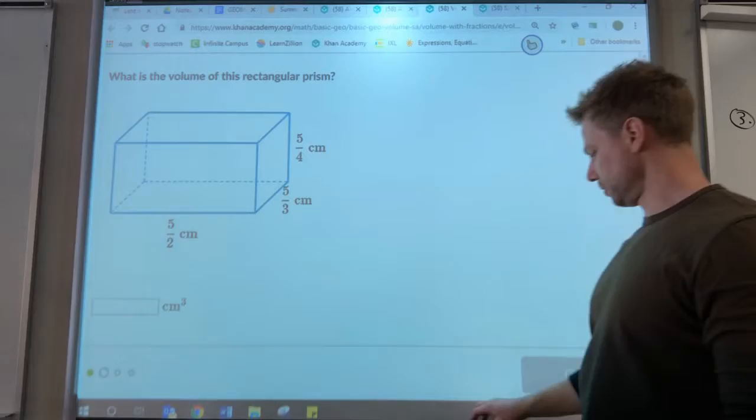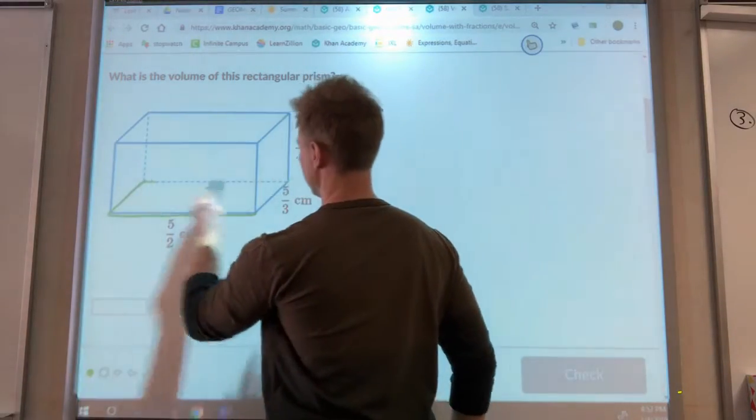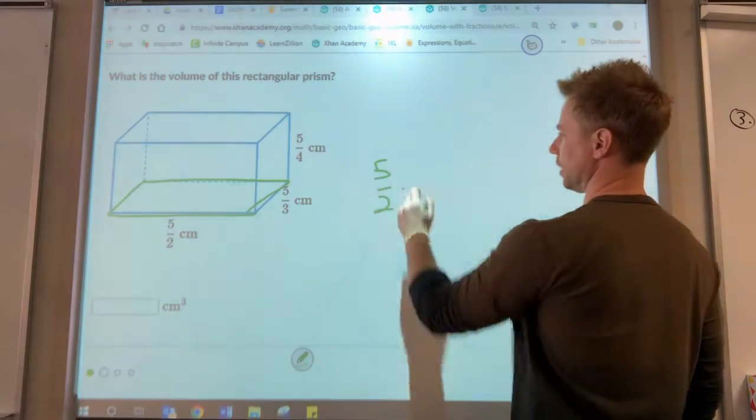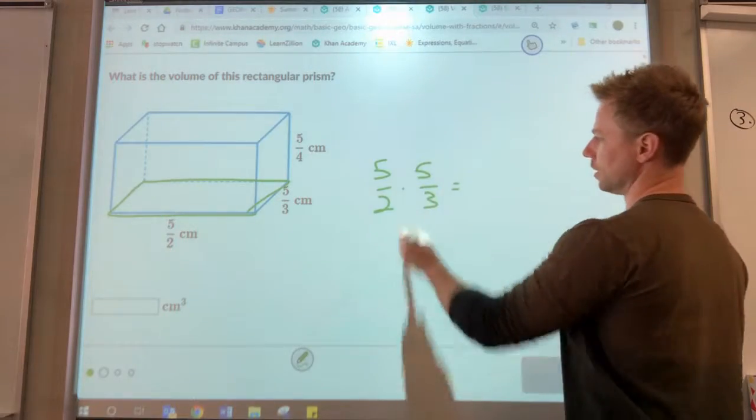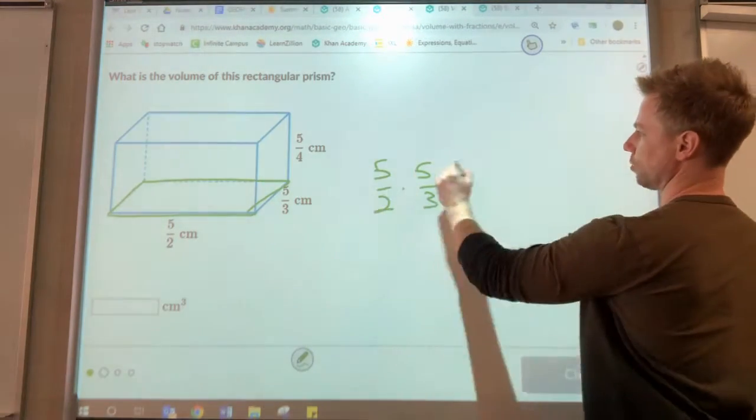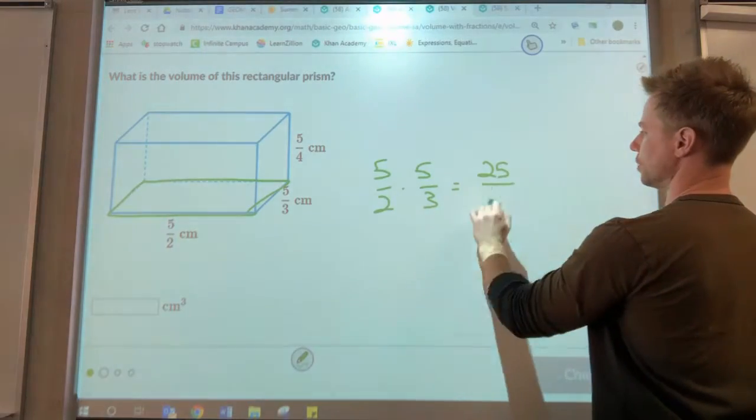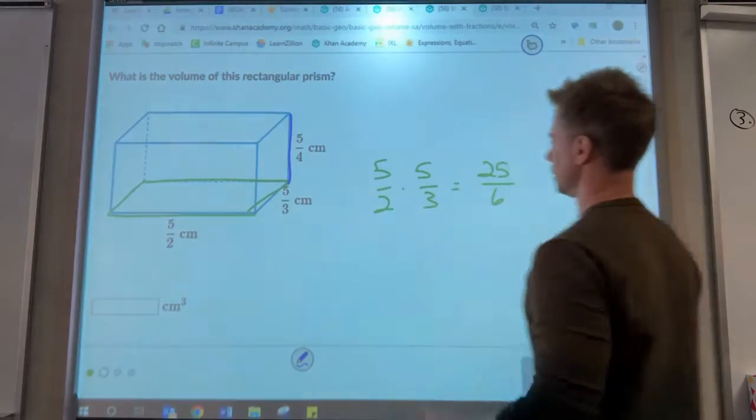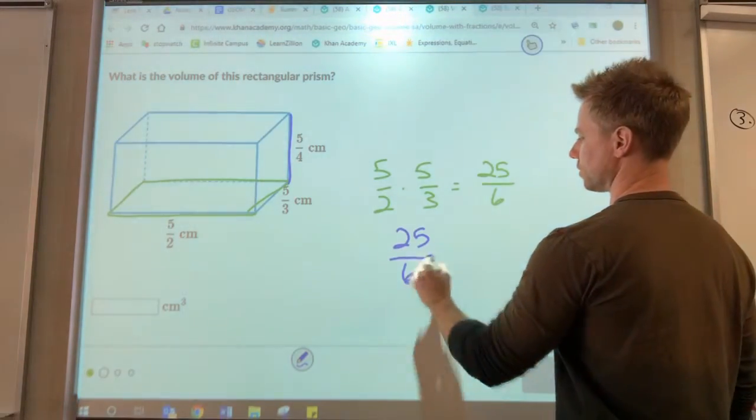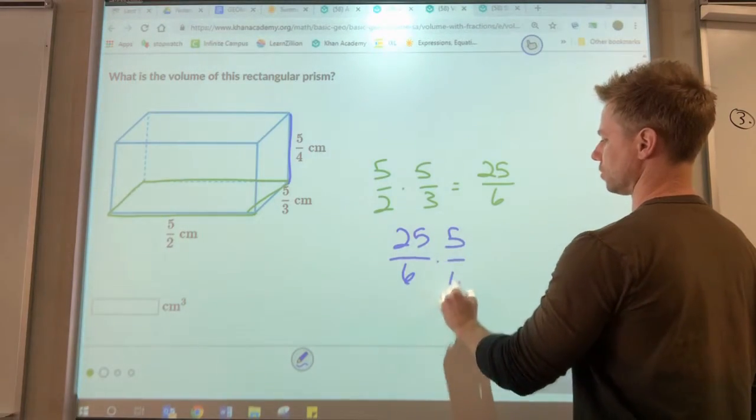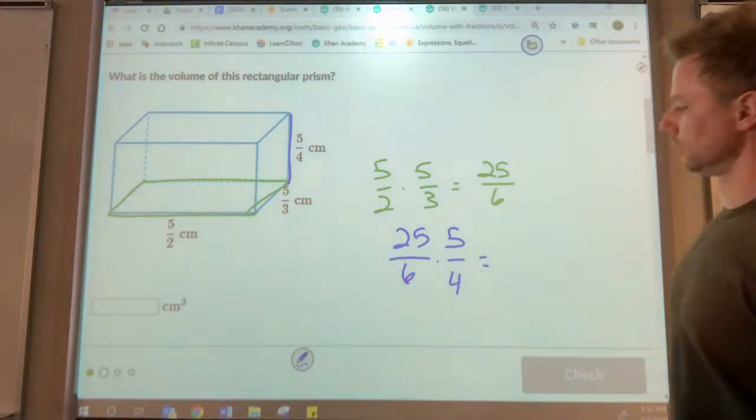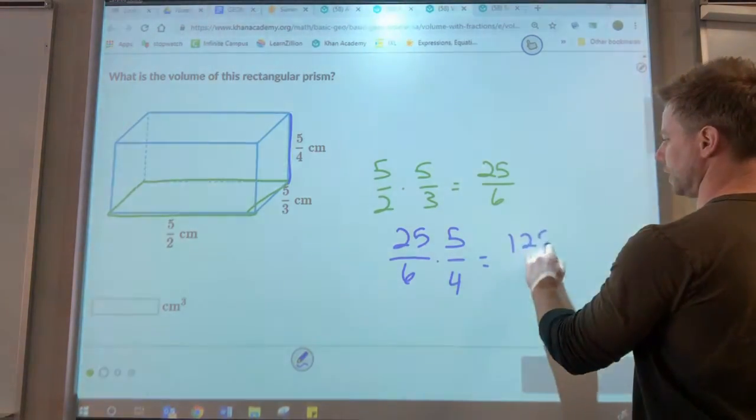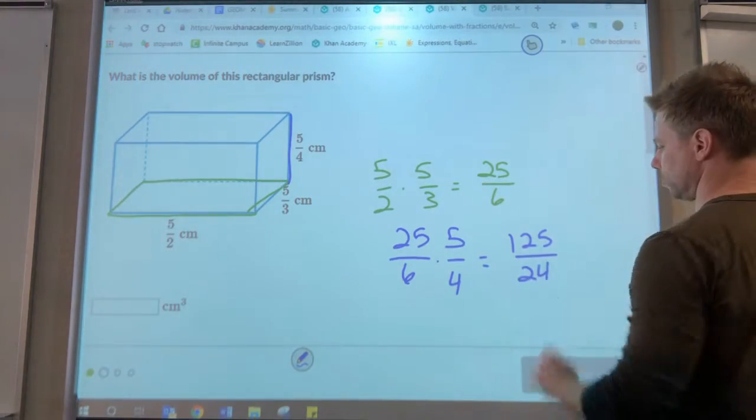Okay, and another rectangular prism. Area of the base is another rectangle, so we're just going to do length times width. So 5/2 times 5/3. Nothing we can cross cancel, so we just multiply across. 5 times 5 is 25. 2 times 3 is 6. And now we're going to take that times the height of the prism. So 25/6 times 5/4. We can't cross cancel anything again, so 25 times 5 is 125. 6 times 4 is 24.